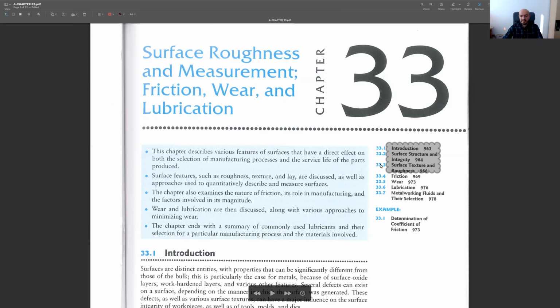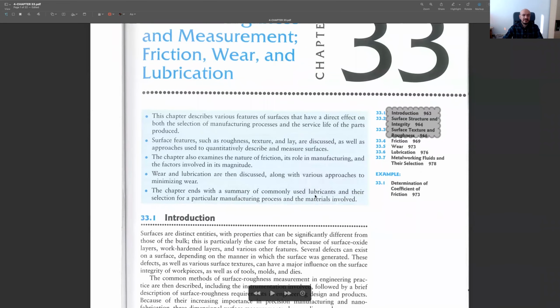You're not responsible for friction, wear, and other lubrication, but in a different chapter, we will be going back to this last subsection. But right now, I'm not going to cover this last section. I will be only discussing the second and the third subsections.